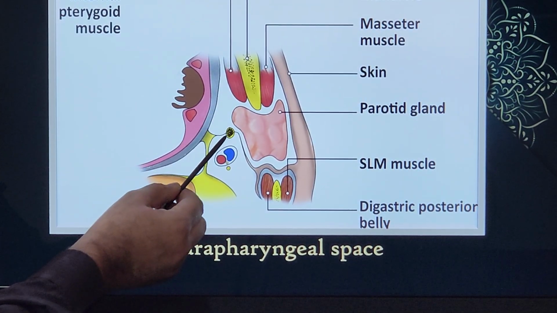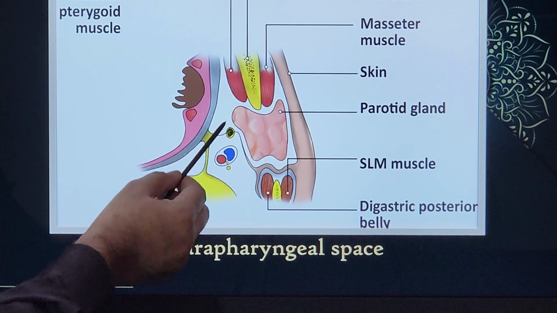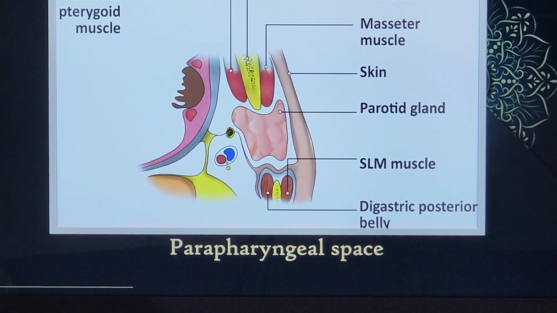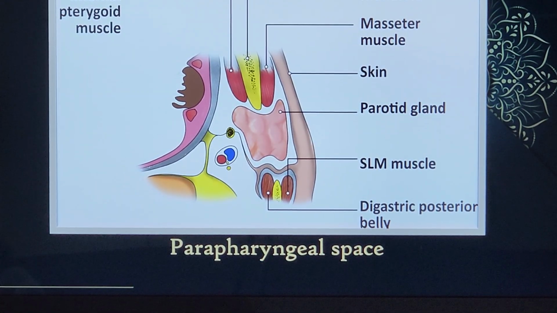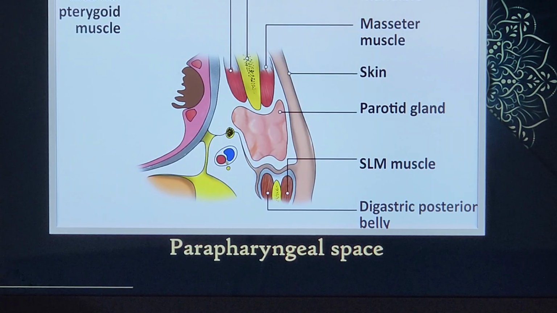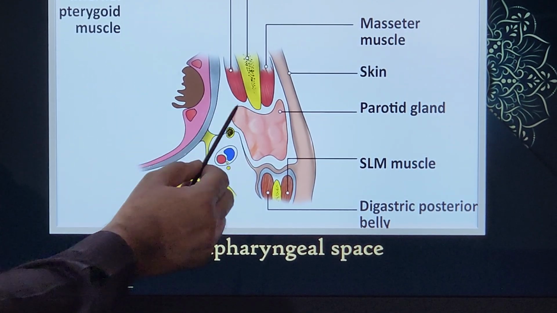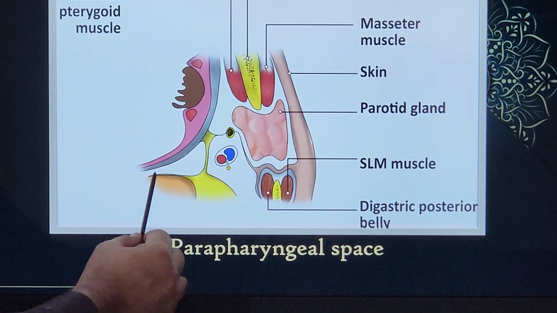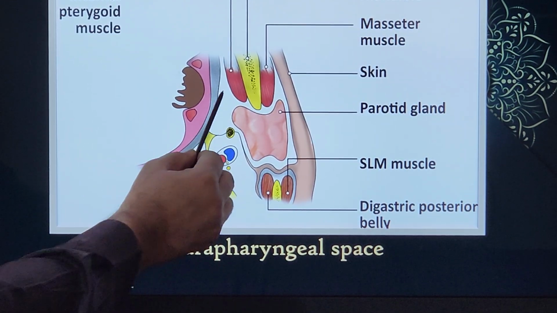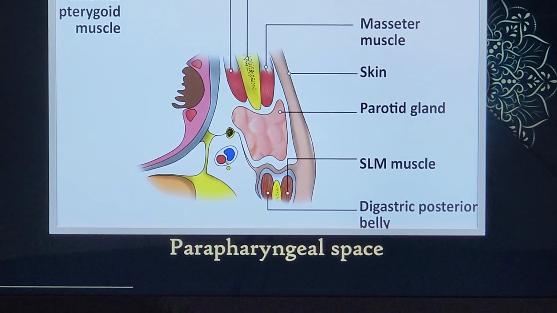So here you have a styloid process. The compartment in front of the styloid process is called the pre-styloid compartment, and the compartment behind the styloid process is called the post-styloid compartment. So coming to the boundaries of the parapharyngeal space, anteriorly you have the interpterygoid fascia. These are the pterygoid muscles. And posteriorly you have the deep layer. So this whole area is the parapharyngeal space.